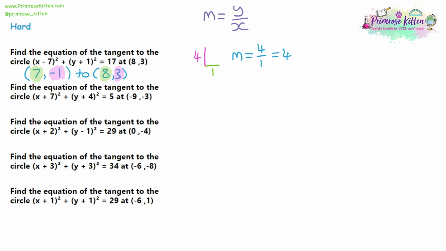Now, what we need to do at this point is we're going to rule this off because this gradient is only for the radius. I'm going to find a second gradient now that's for the tangent. So we need to be able to tell the difference between the two and not get confused. For the tangent, all straight lines are in the format, or can be written in the format, y equals mx plus c.